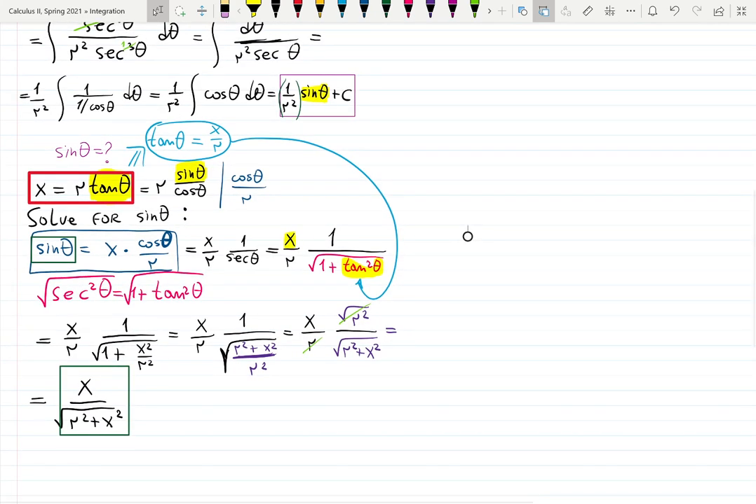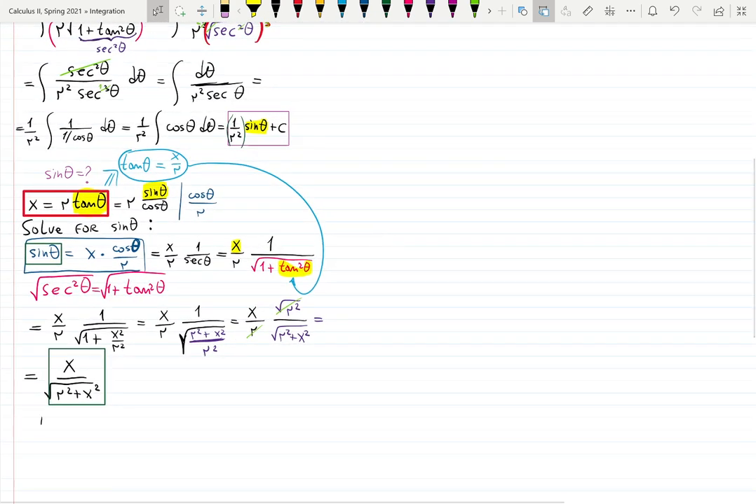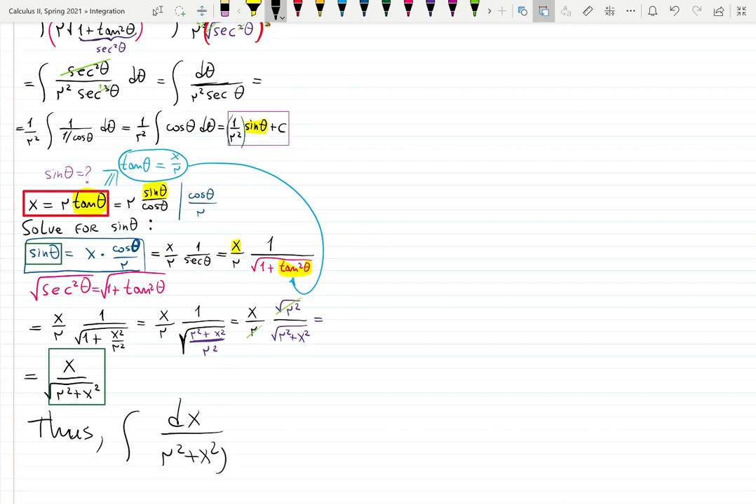So the result of the integral, thus, I like this word, thus, the integral which we had from the first time, dx over (r squared plus x squared) raised to the 3/2 with no borders yet, is 1 over r squared sine theta, but sine theta is this. So it's x over the square root of r squared plus x squared, plus c. Okay, so that's the indefinite integral.